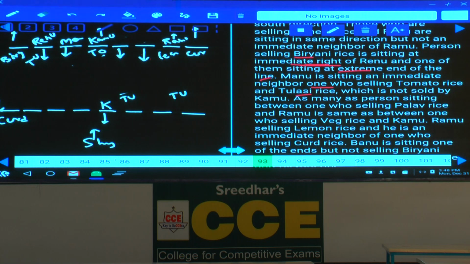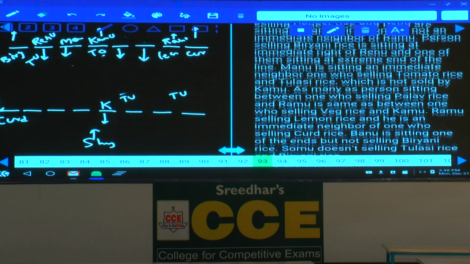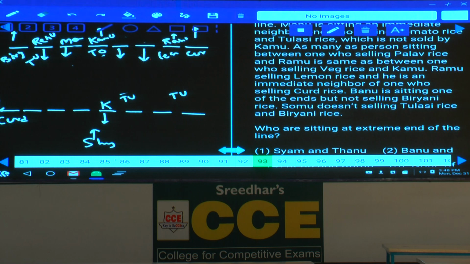As the directions of these persons were finalized, now let us check out this one. Banu is selling veg rice, and Ramu is selling lemon rice and is an immediate neighbor of the one who is selling curd rice. Banu is seated at one of the ends but is not selling biryani. So who is selling this biryani? And this Banu is selling curd rice.